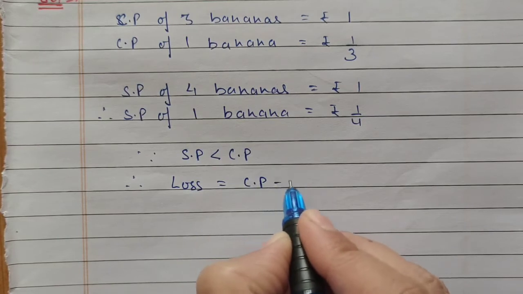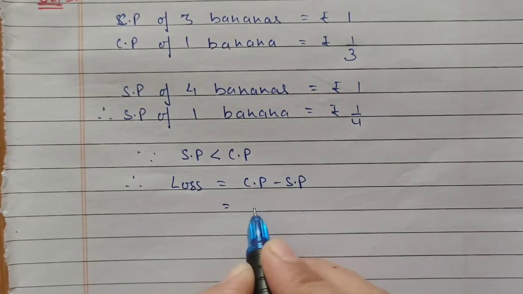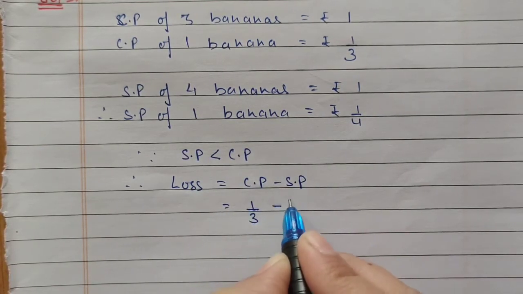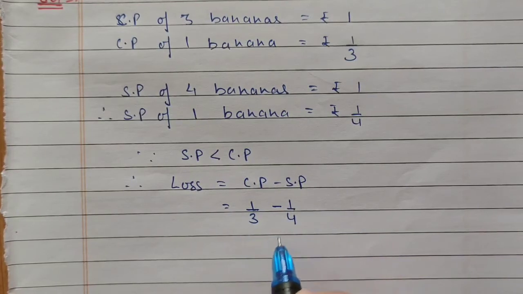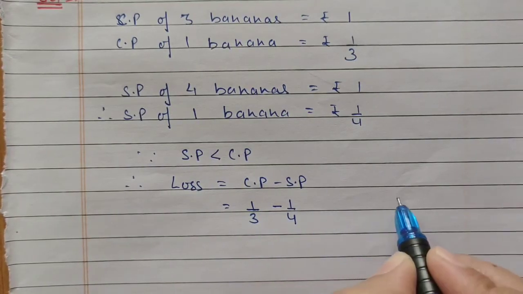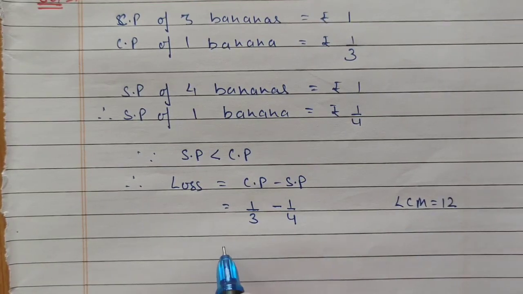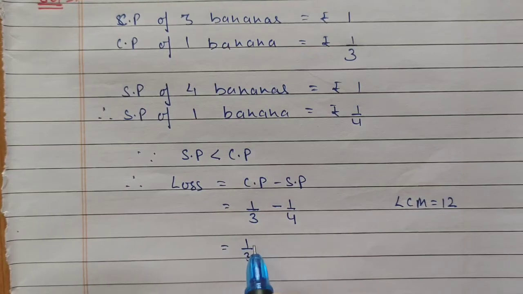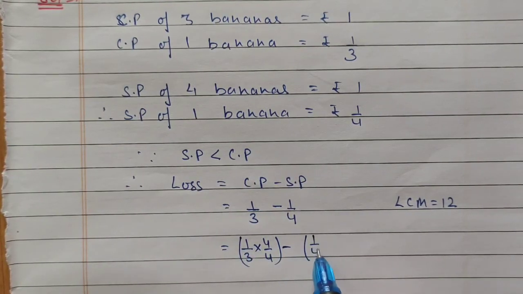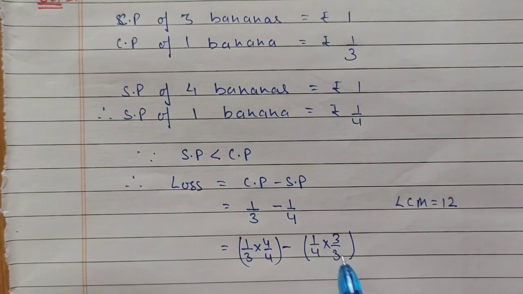And the loss is equal to cost price minus selling price. Cost price is 1 by 3 and selling price is 1 by 4. You can take the LCM. The LCM here is 12. So we have to make both denominators 12. The first one we can multiply with 4 and the second one we can multiply with 3. And when you are multiplying, multiply up and down.